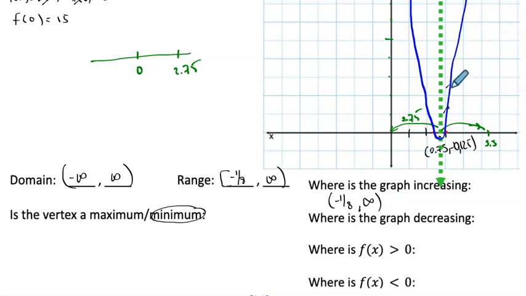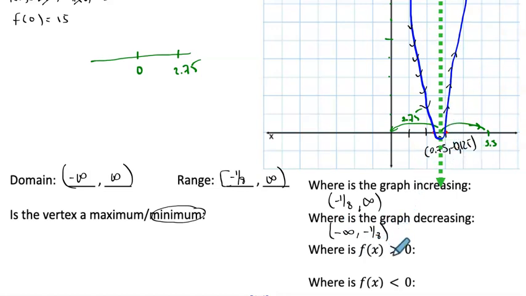Right, so as my x values are going to get bigger and bigger and bigger past the vertex, the y values are increasing. As I'm getting closer to my vertex from the left, right, where is it decreasing? So from negative infinity all the way to the x value of my vertex, the y values are going down. Right? They're all going down here.